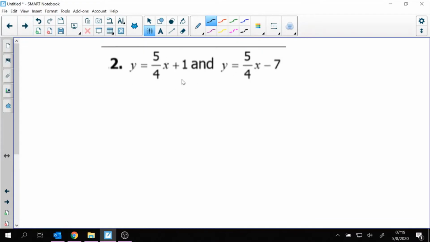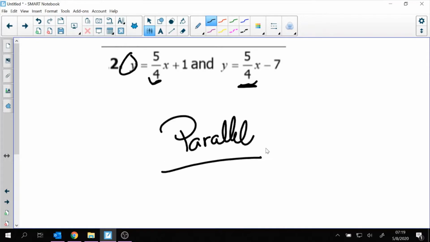These, again, you'll notice are already written in slope-intercept form. You notice this because you should all know what y equals mx plus b looks like, but y is by itself. There's nothing in front of it. The slope for the first one is 5/4. The slope for the second one is 5/4. They are the same. This is the easiest one to recognize. Anytime you have slopes that are the same, that means these are going to be parallel.